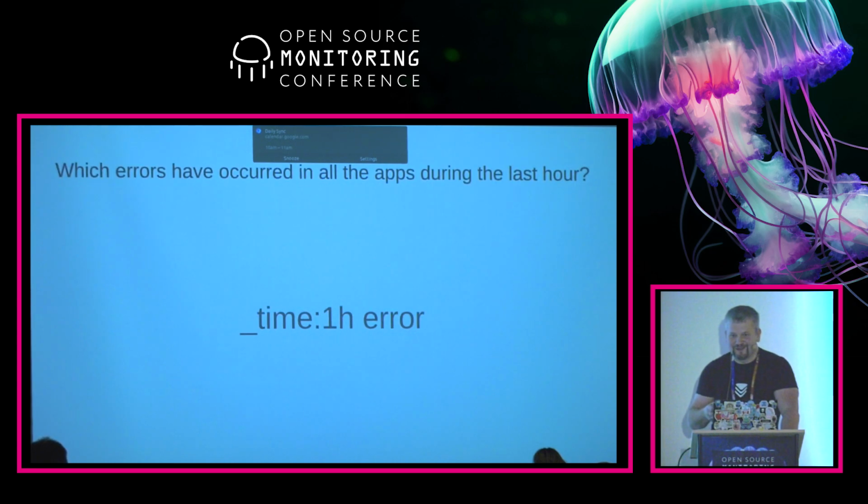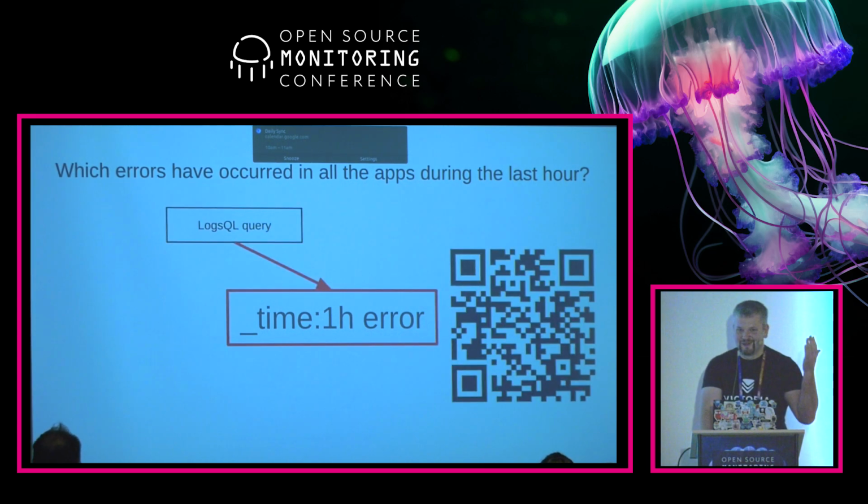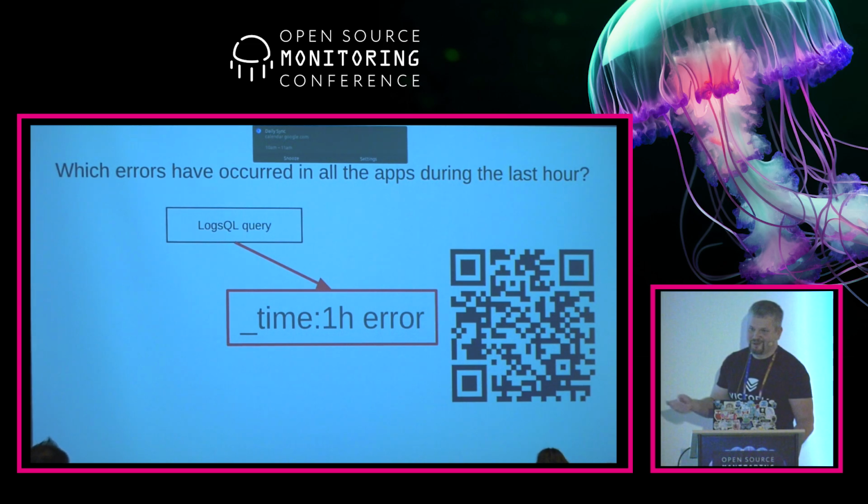Let's find error logs for the last hour, which were generated by all the apps which store data to VictoriaLogs. In order to get this information, you just need to query VictoriaLogs with such a simple query. This query is written in LogsQL. You can go by this QR code and read about LogsQL. It's the query language for VictoriaLogs. It's very simple.